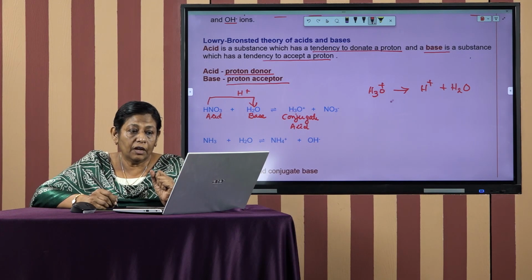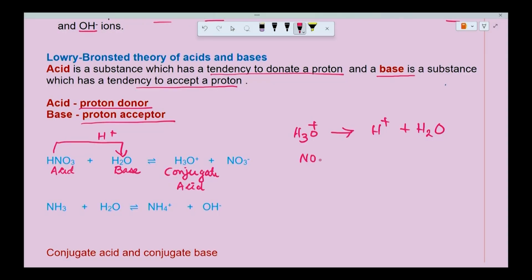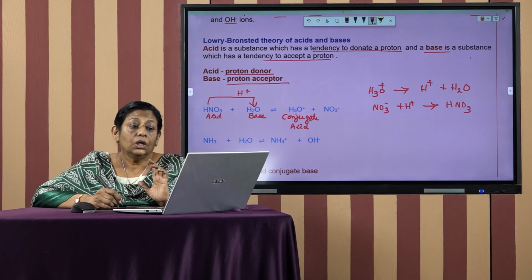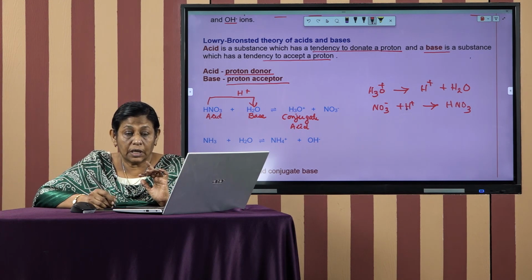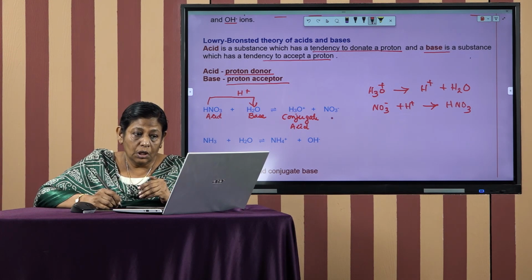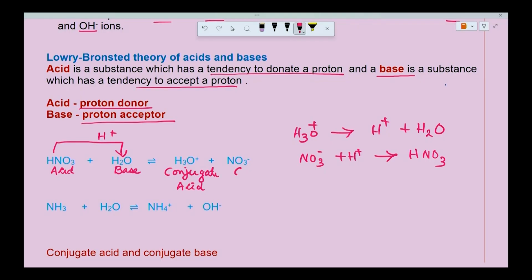Okay. In a similar way, the nitrate ion can accept a proton and get converted into HNO3, and that is nitric acid. So, here the nitrate ion, which is capable of accepting a proton, will be a base, and we will name that a conjugate base.